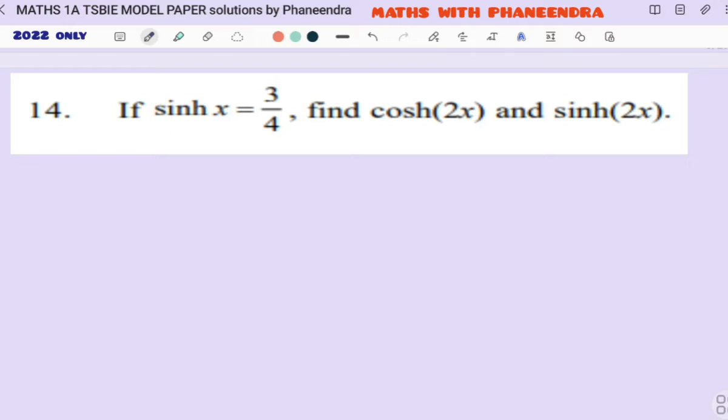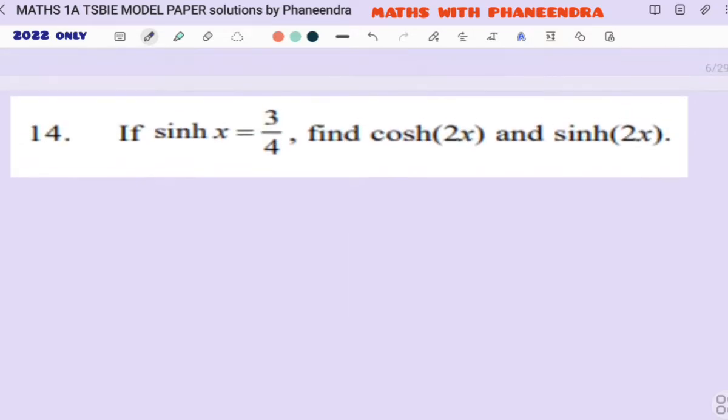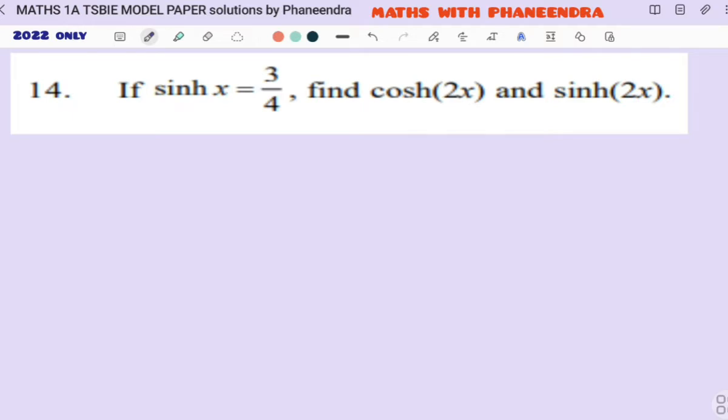In question number 14, this is related to hyperbolic trigonometric functions. It is a good question. From this, in 2022, we had 2 plus 4 marks. So, given sin hx value, they are asking to find cos h 2x and sin h 2x. We need to learn the formulas, dear students, for this. So, given sin hx is equal to 3 by 4.